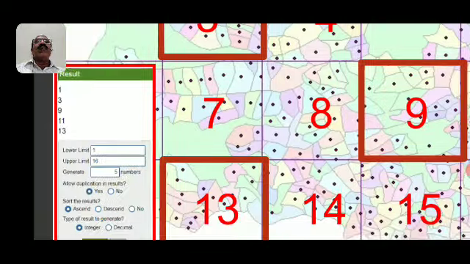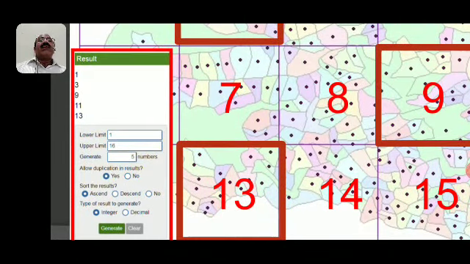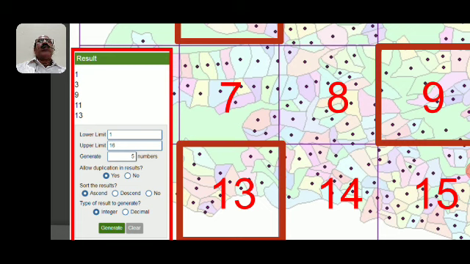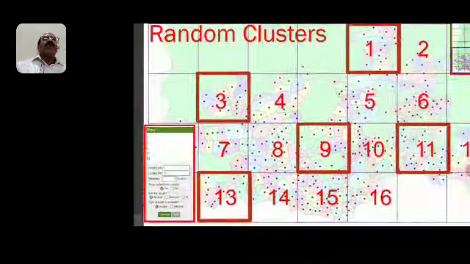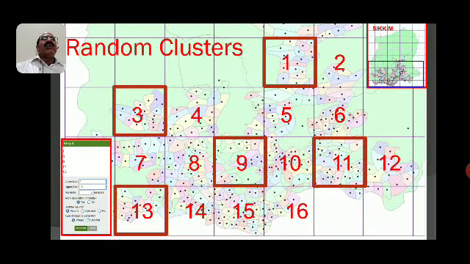So what you can do is go for generating random numbers. Okay, 1 to 16. What is the result? 1, 3, 9, 11 and 13. So accordingly, see, this 1, 3, 9, 11 and 13 will go to those circles and collect data. So this is how the random clusters at the spatial level are done.